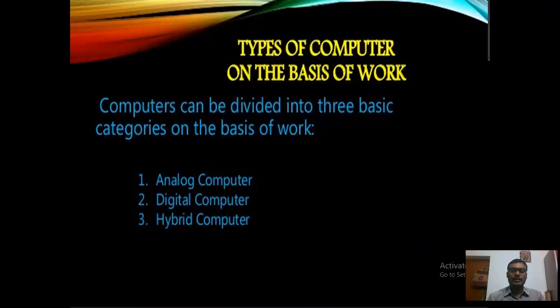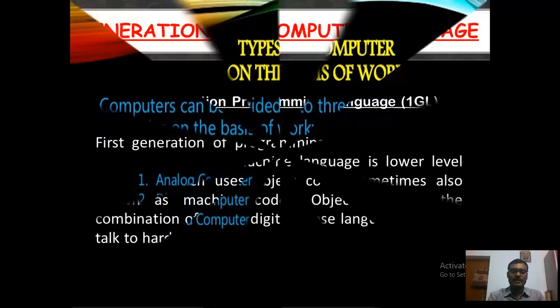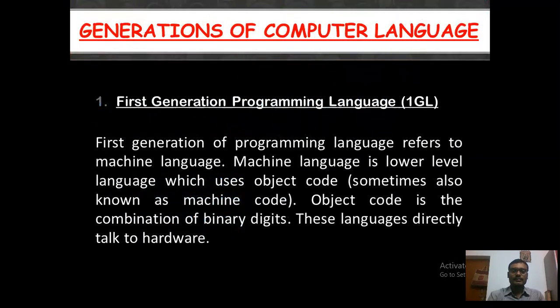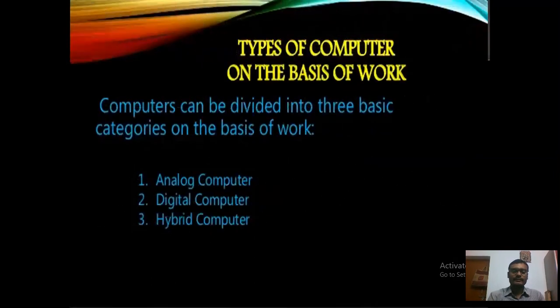types of computer on the basis of work. That is, it can be divided into three types: analog, digital, and hybrid. And after that, we will discuss computer language, generations of computer language.